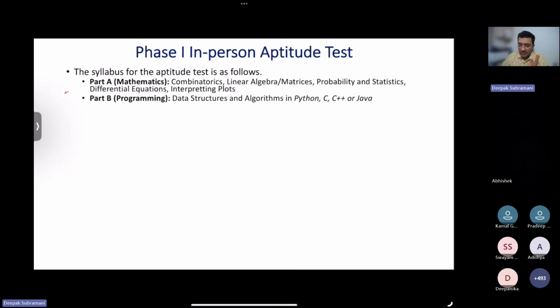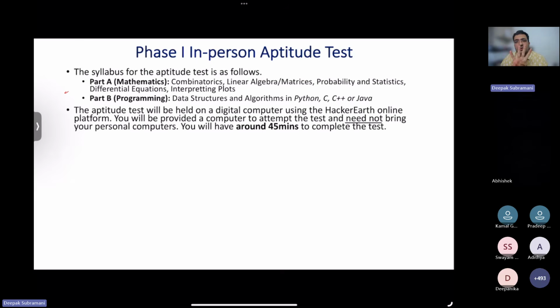Part B will actually contain 4 questions, of which you have to answer at least 2. These 4 questions might contain a mix of data structures, algorithms, and programming questions that somebody from a mechanical engineering background can also attempt.